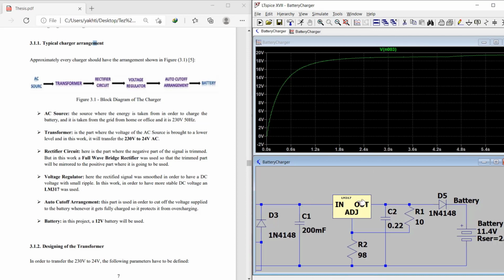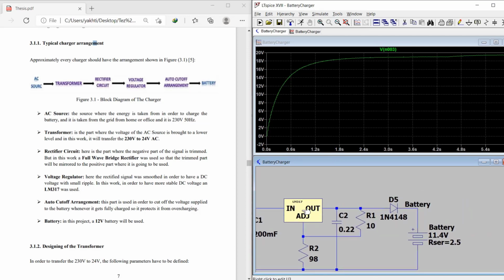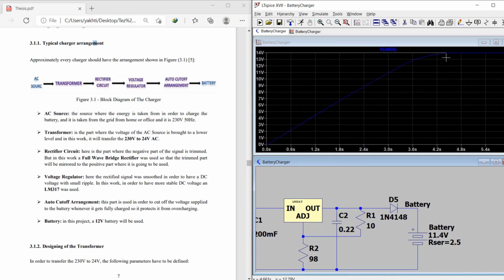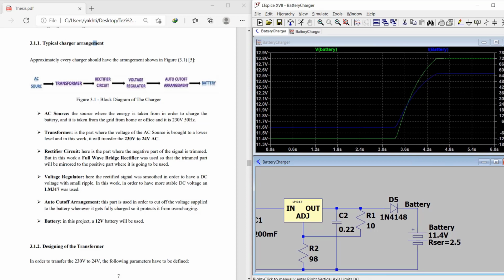We connect this signal to an LM317, and after that, the output of this component will be like 13.5 or 14 volt, and will be fed to the battery. Like you can see here, the voltage out here, and this is the voltage of the battery while charging up, and this is the current of the battery.